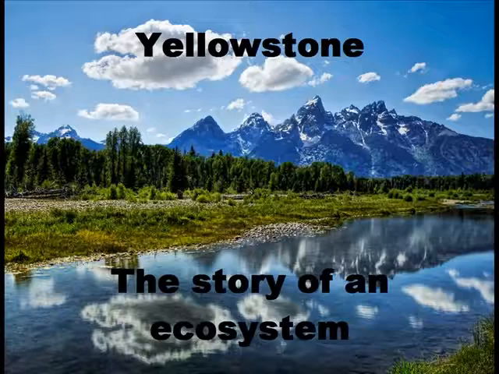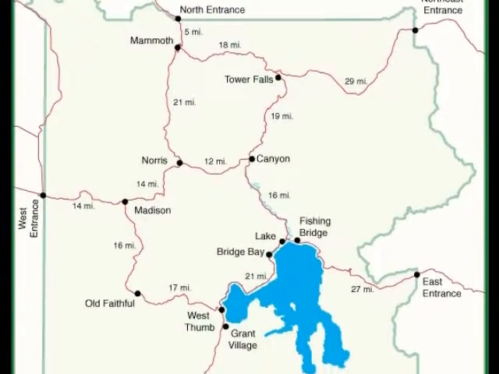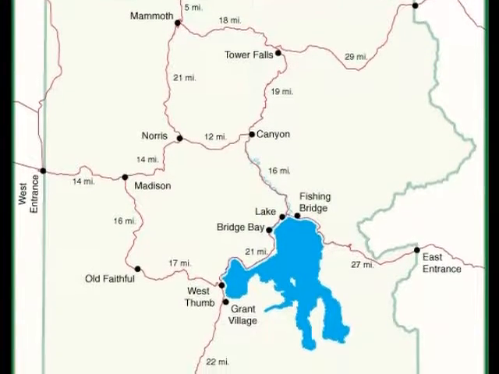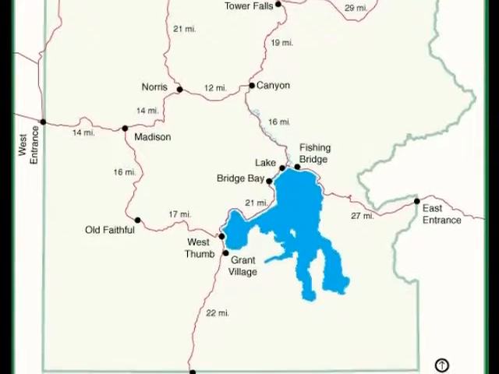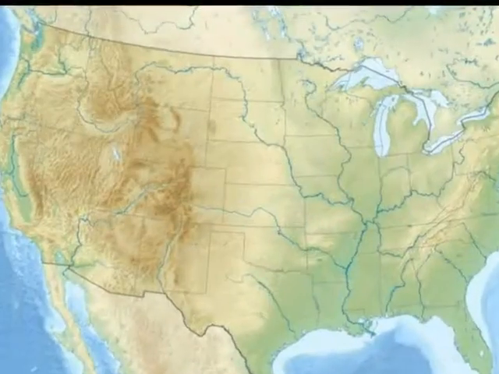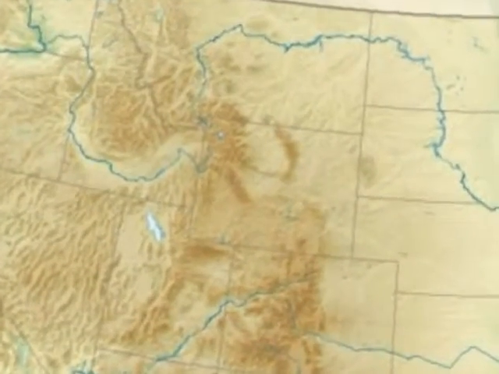Before I introduce the animals, I'm going to talk a bit about where they live. Yellowstone is a large national park in the United States which extends over 3,000 square miles in an area that sits in 3 states. Parts of Yellowstone can be found in Wyoming, Idaho, and Montana.